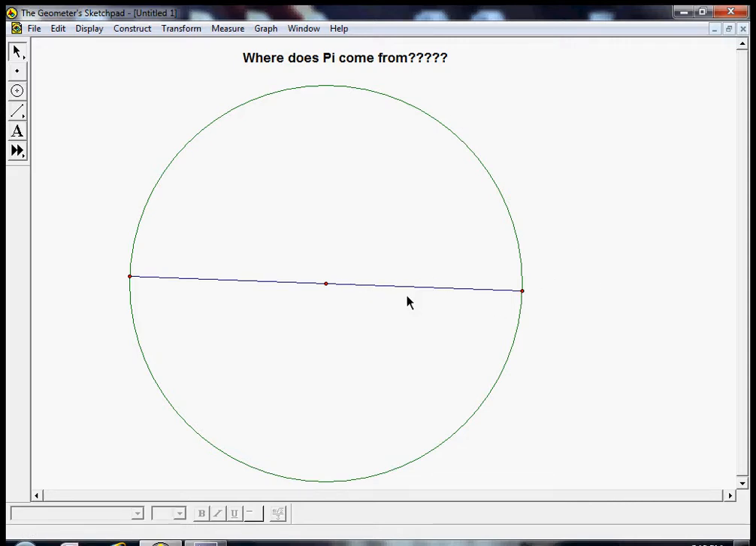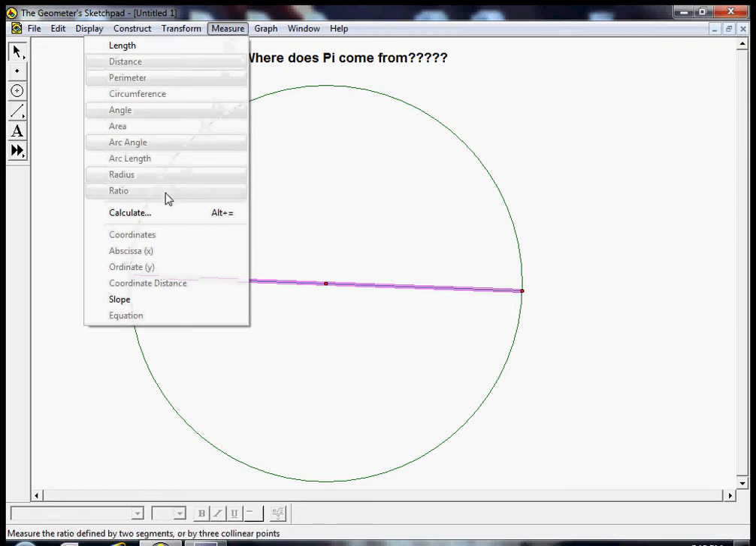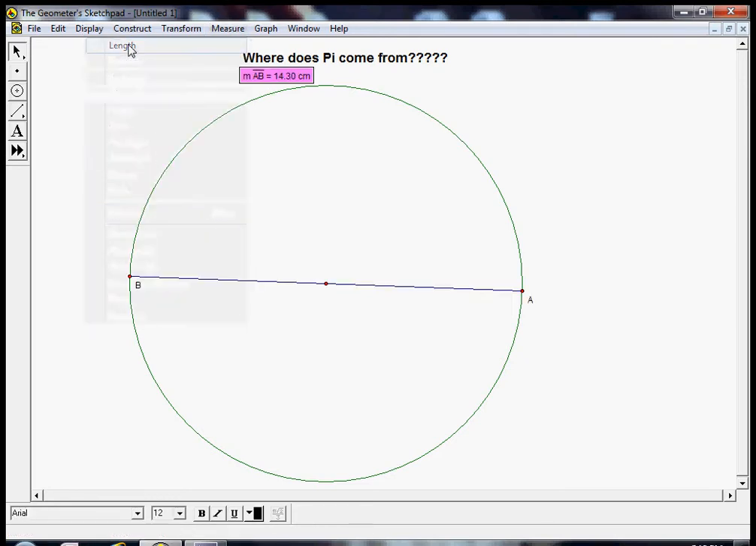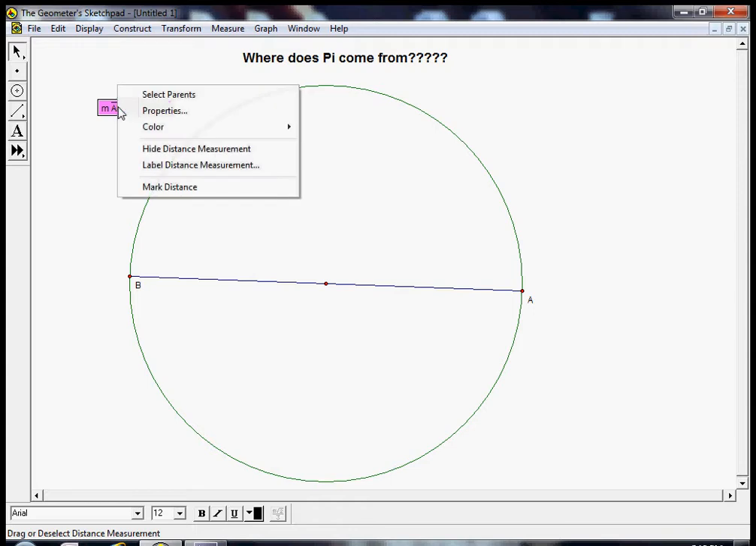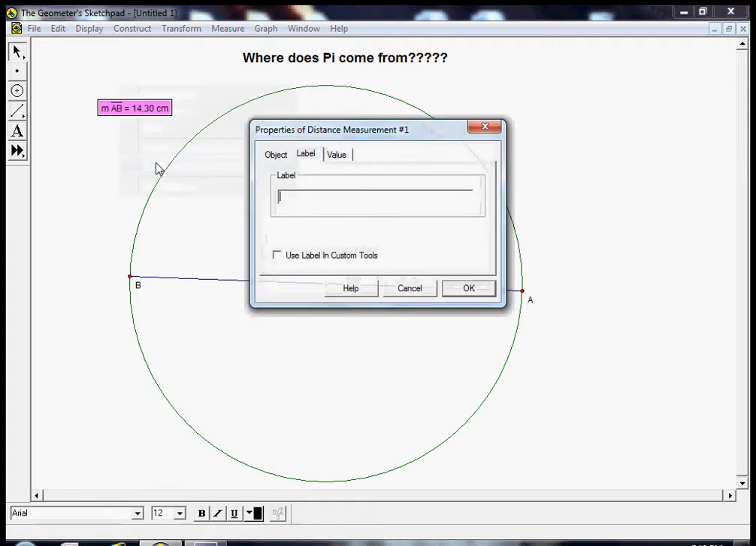And the next step that I'm going to take is I'm going to measure the diameter. So I'm clicking on the diameter and asking the calculator to figure out its length. So at this point it says the measure of AB is 14.30 centimeters. And we're going to label this as the diameter.